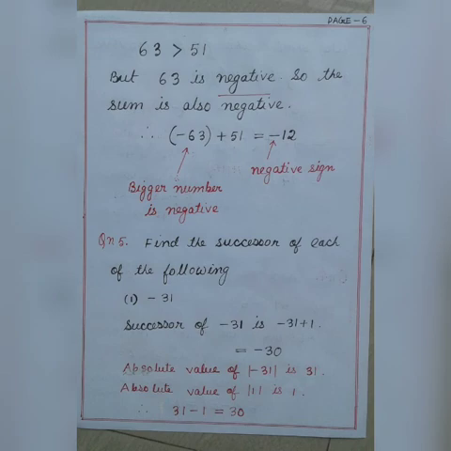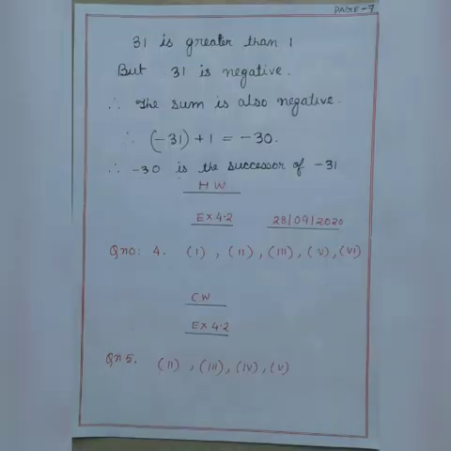I have done the rough work with red ink. You can check it. Absolute value of minus 31 is 31. Absolute value of 1 is 1. 31 minus 1 is 30. As 31 is a negative number, the result will also be a negative number. Therefore, the sum is also negative. So minus 31 plus 1 is minus 30. Therefore, successor of minus 31 is minus 30.